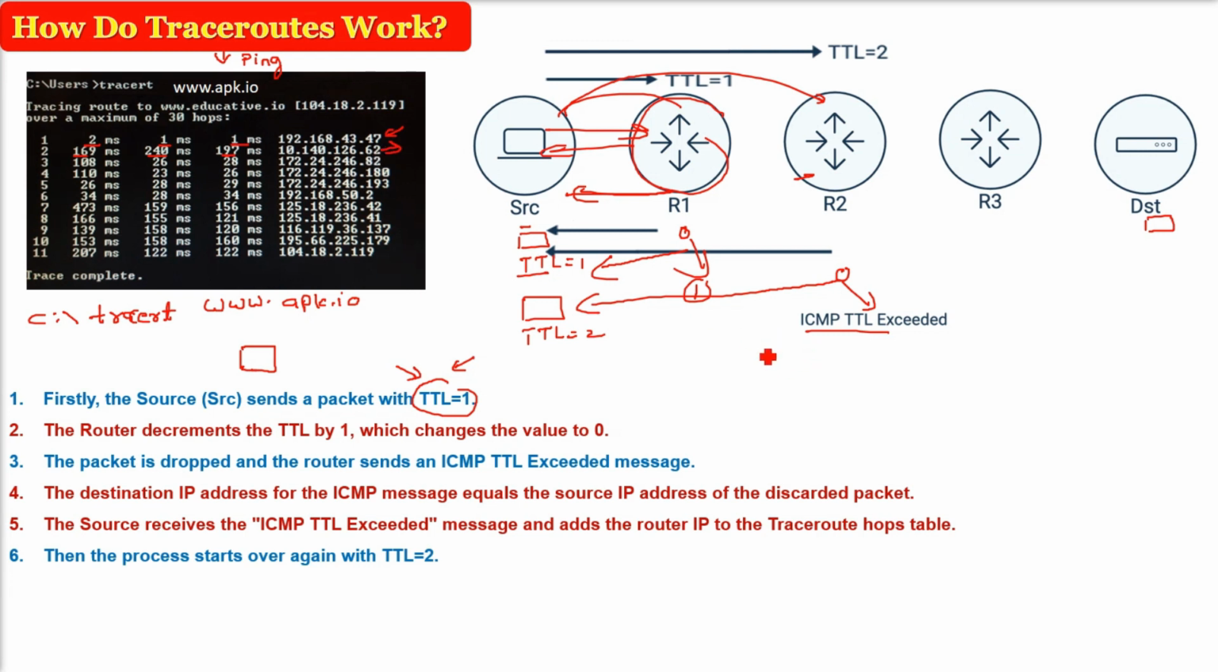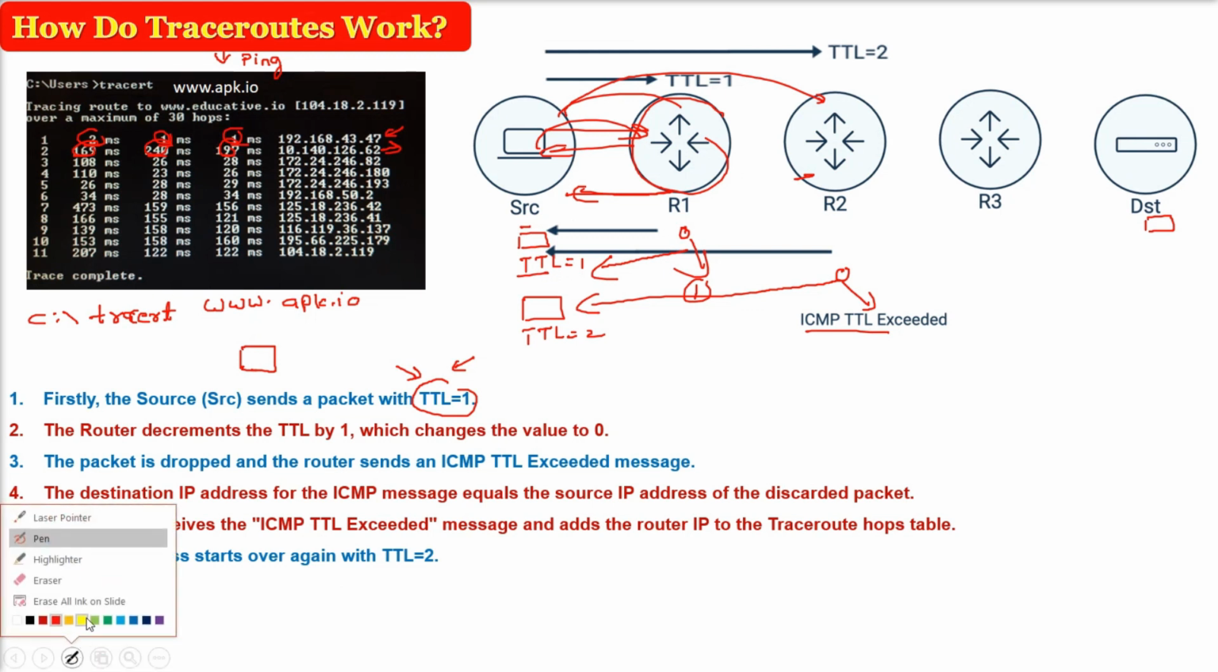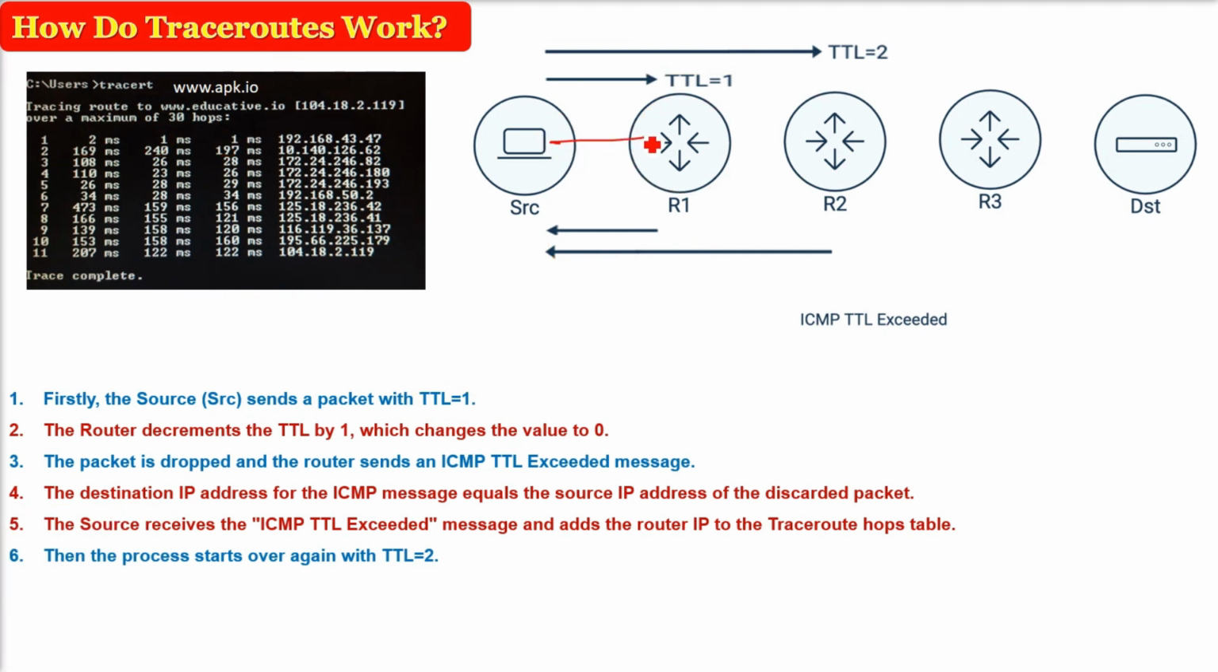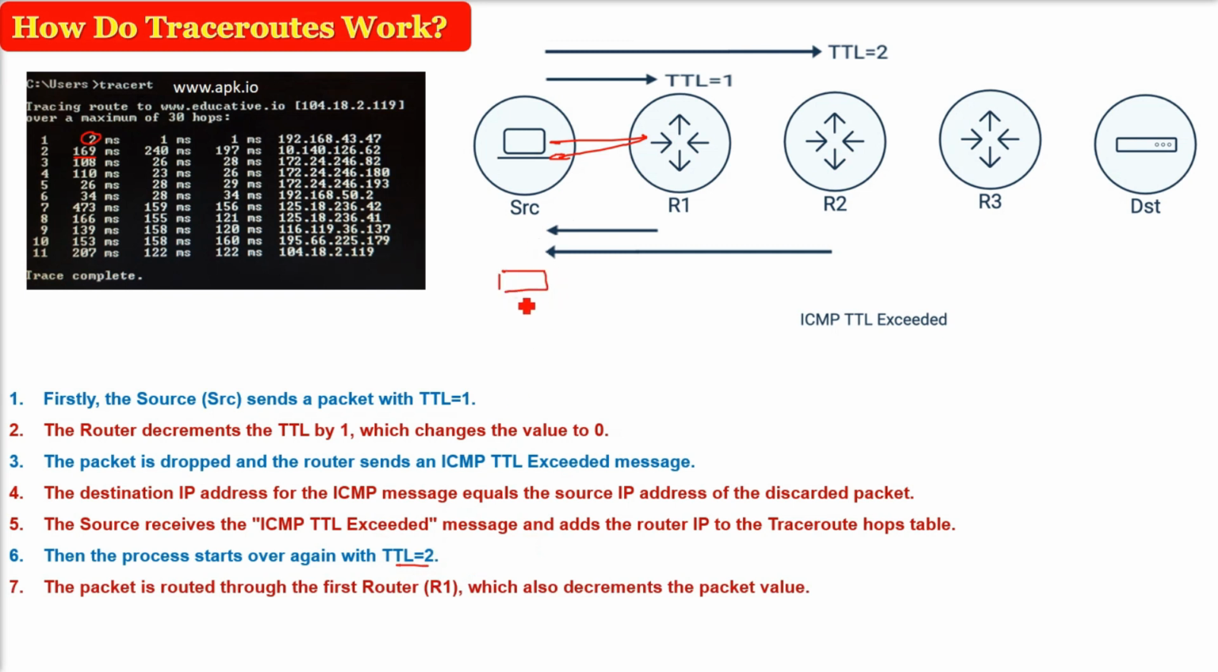Now we know the round trip time from R1, and now we know the round trip time from R2. Because the TTL was 1, then it became 2, then it will become 3, 4, and so on. Let me tell you one thing. For R1 it was 2, 1 and 1. That is 3 packets sent, 3 packets received. But at R2 you see the time has increased to 169, 240 and 197. That means the second router is far away from R1.